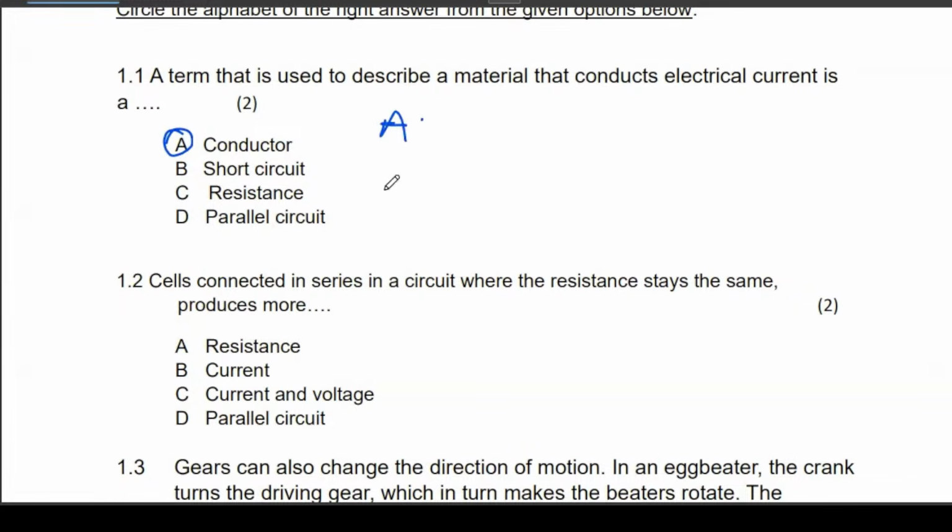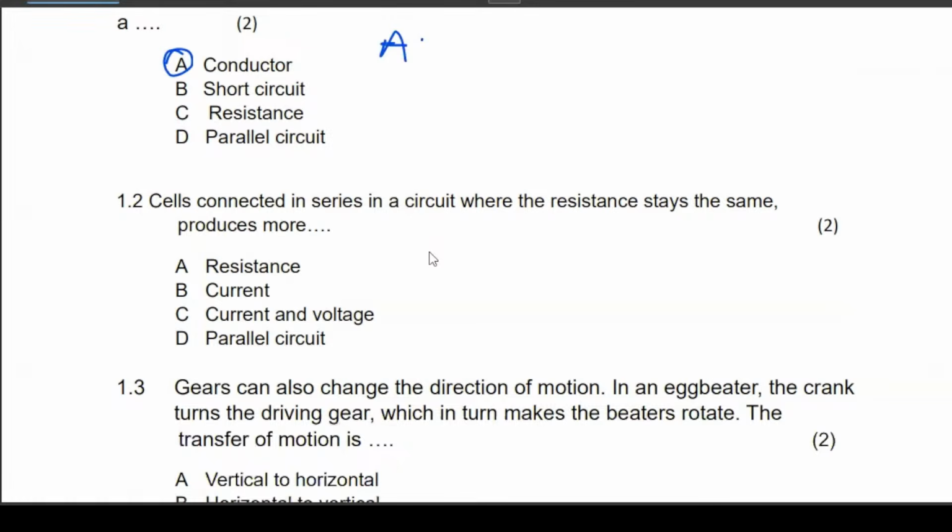And then 1.2, cells connected in series in a circuit where the resistance stays the same. What do they produce? Okay, do they produce more resistance? Do they produce more current? Do they produce more current and voltage? Or do they produce more parallel circuit? So D is out. I mean, we're talking of cells connected in series, okay? So one thing we know is that if we have the cells that are connected in series, the current that is flowing through these cells is technically the same current, okay?